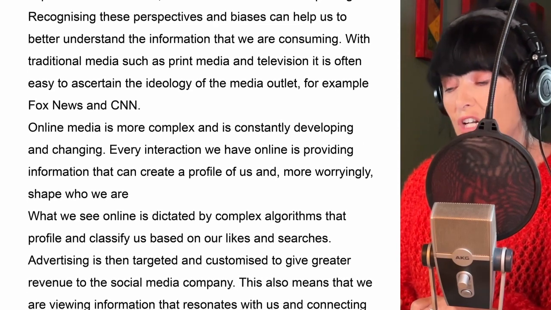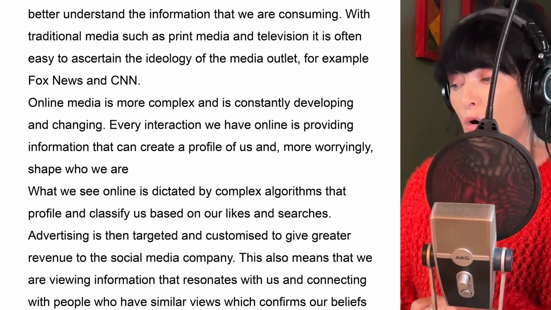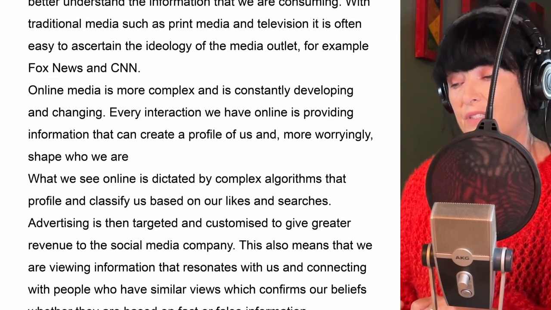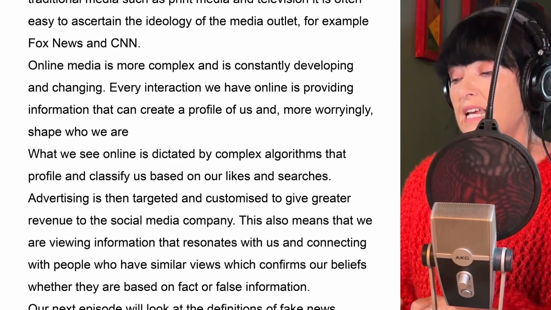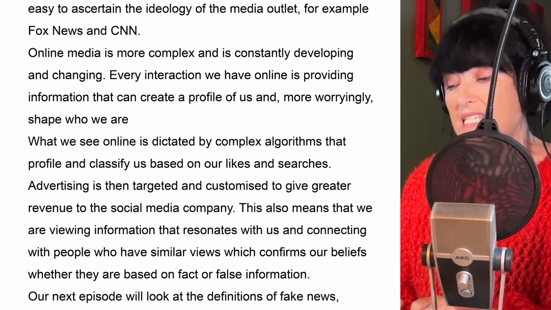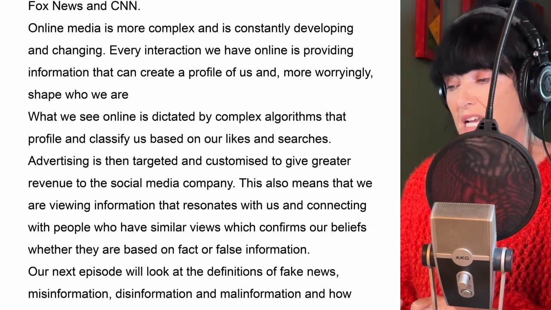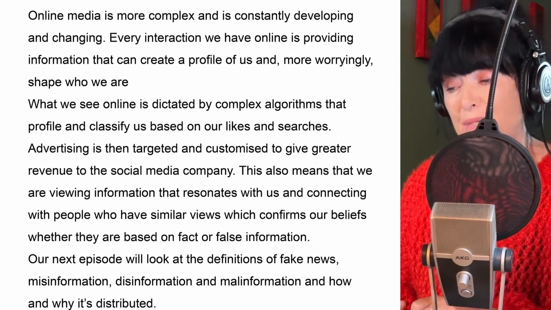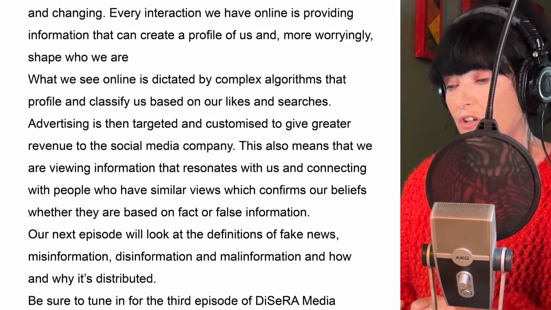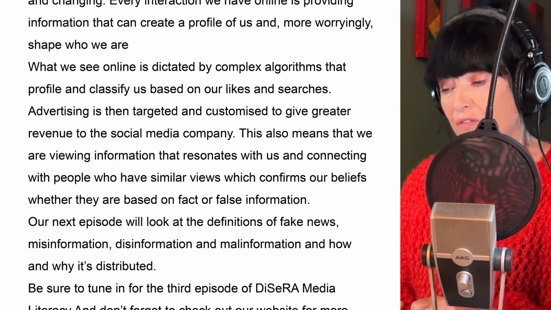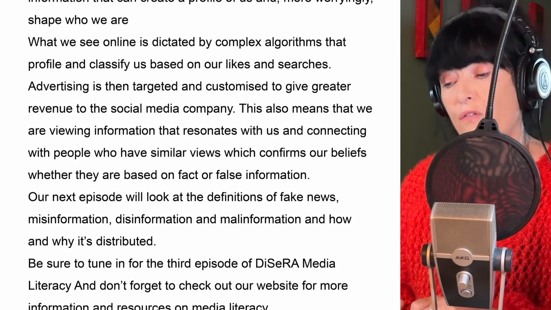Every interaction we have online is providing information that can create a profile of us and, more worryingly, shape who we are. What we see online is dictated by complex algorithms that profile and classify us based on our likes and searches. Advertising is then targeted and customized to give greater revenue to the social media company. This also means that we are viewing information that resonates with us and connecting with people who have similar views, which confirms our beliefs, whether they are based on fact or false information.